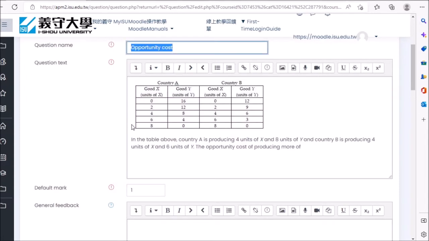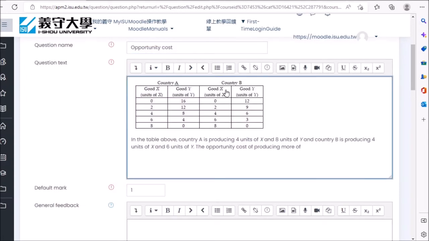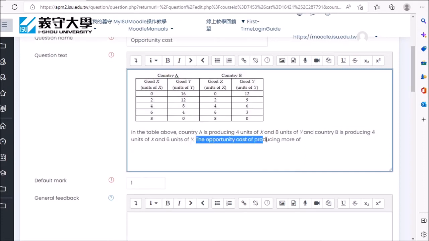Next, on opportunity cost, we have a production possibilities frontier in the form of a table rather than a chart, rather than a graph. And we see that country A is producing 4 units of X and 8 units of Y, while country B is producing 4 units of X and 6 units of Y. How about the opportunity cost of producing more of the goods?